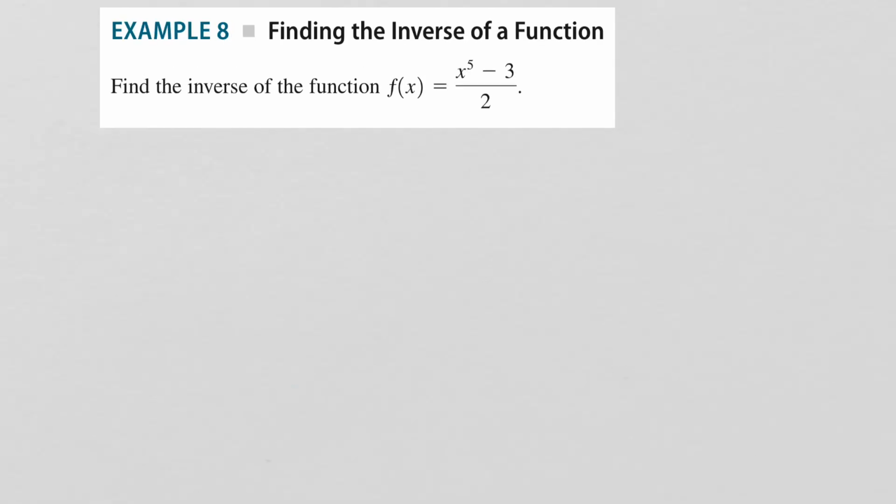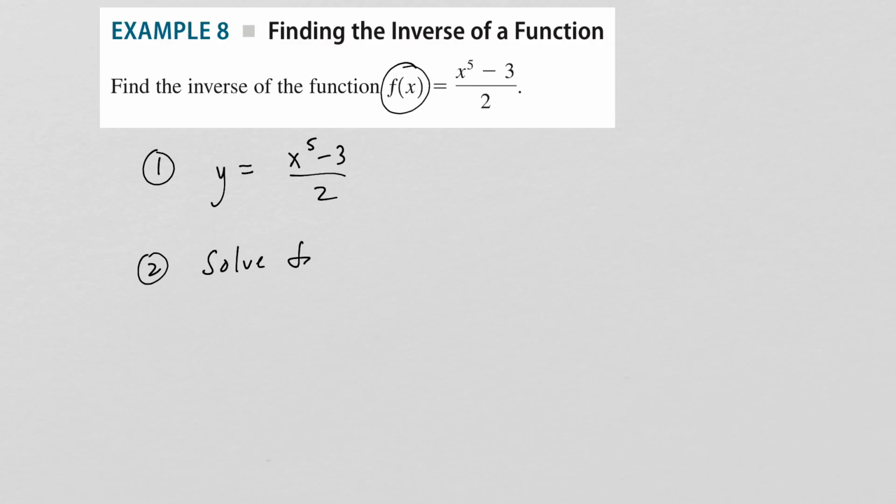So let's go ahead and go through this process again. Let's find the inverse of this function. First, we're going to change f of x to the variable y. Second, we're going to solve for x. So to solve for x here, I'm going to multiply both sides by 2.